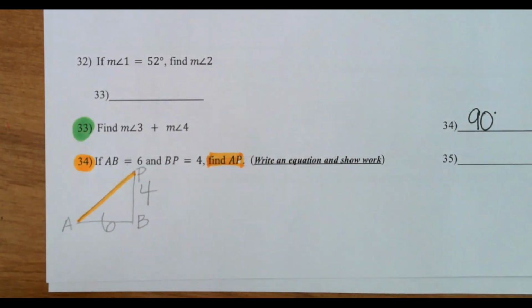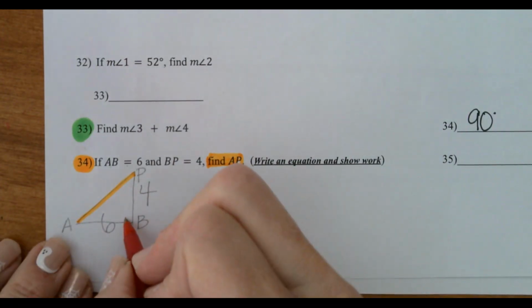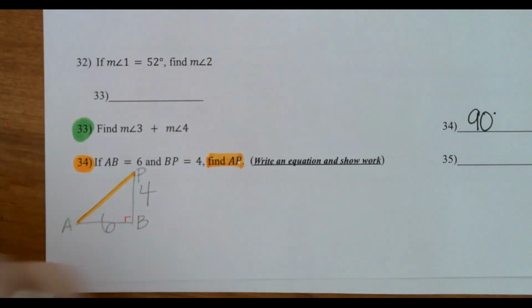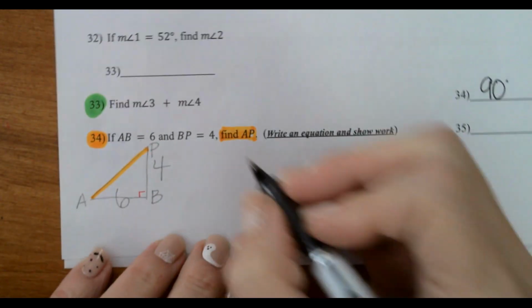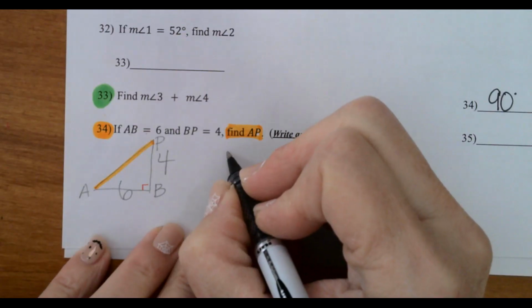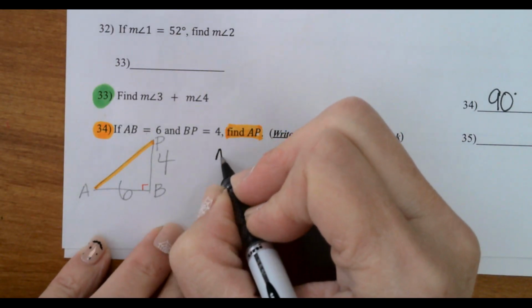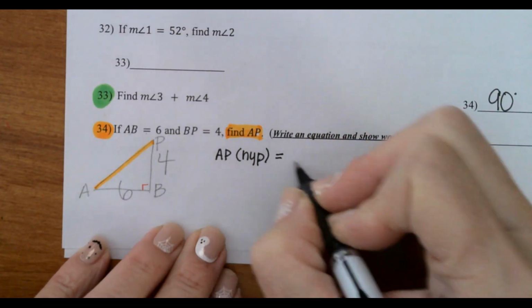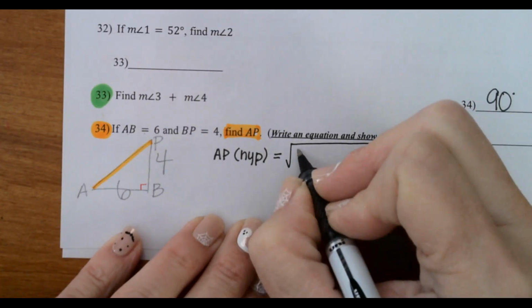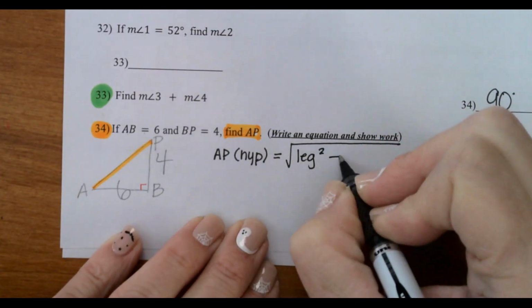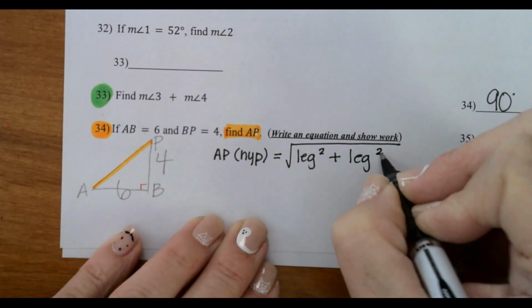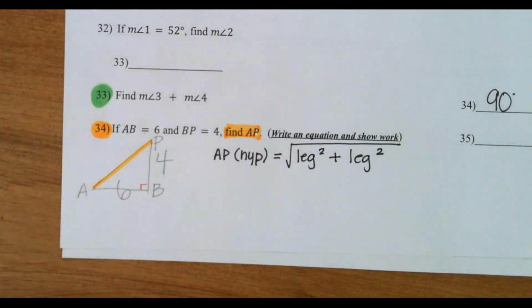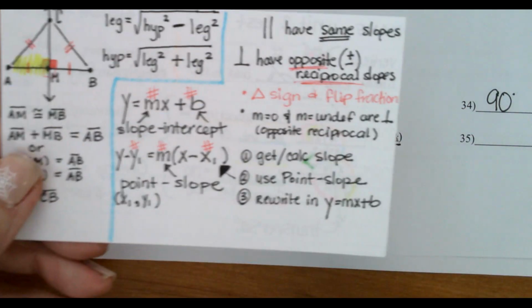All right. Well, that's Pythagorean theorem. So am I looking for a leg or a hypotenuse? I'm looking for the hypotenuse. Right? So AP, that's your hypotenuse, is the square root of legs squared plus legs squared. A lot of you would do so much better if you wrote the formula down first and then plugged it in.